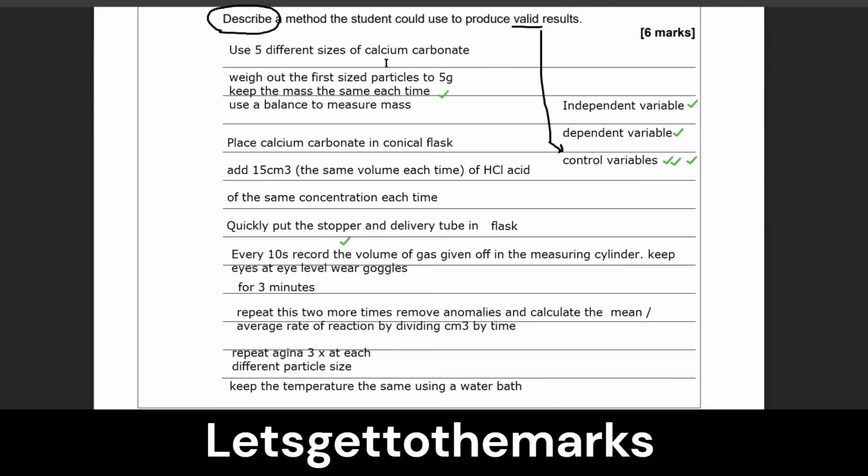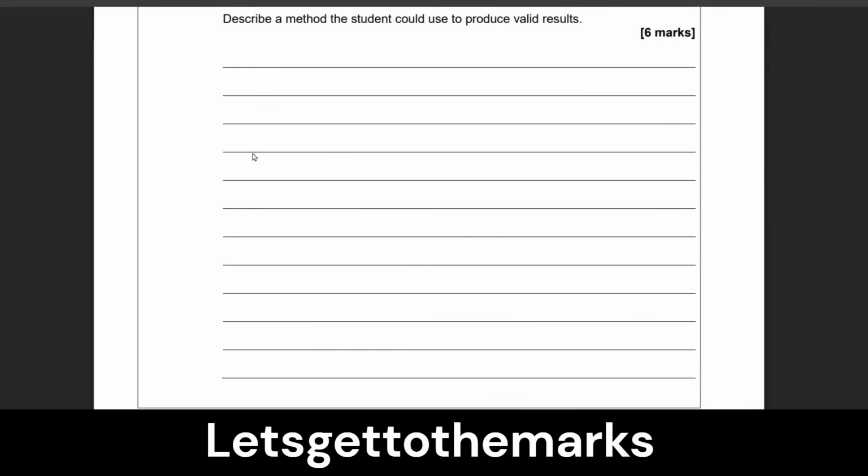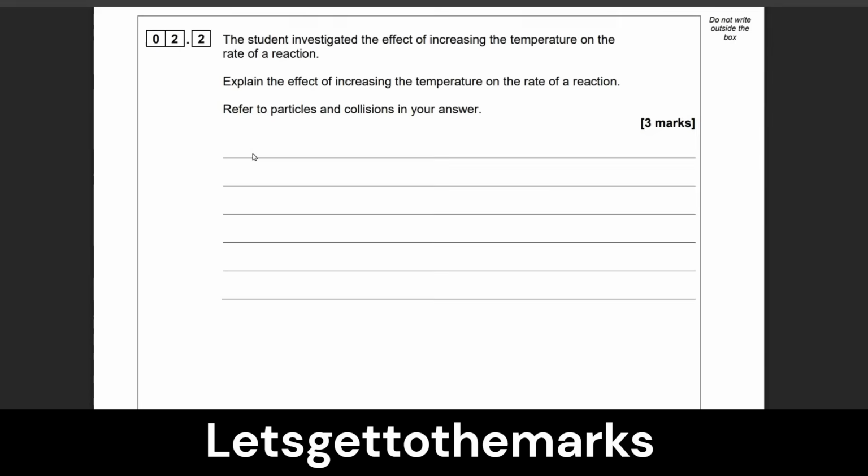Okay, so there we go. Lovely jubbly. Right, let's move on. That was long. Right, 2.2. The student investigated the effect of increasing the temperature on the rate of reaction. Explain the effect of increasing the temperature on the rate of reaction. Refer to particles and collisions in your answer.